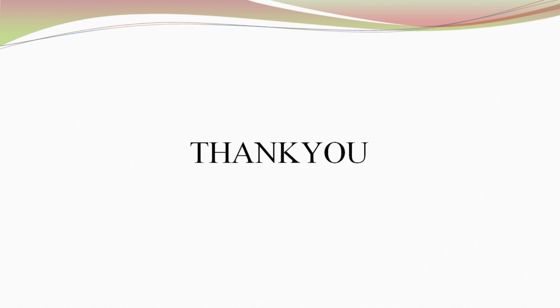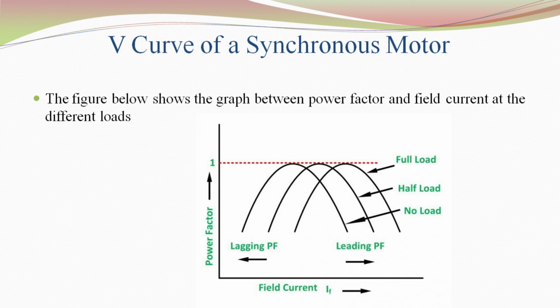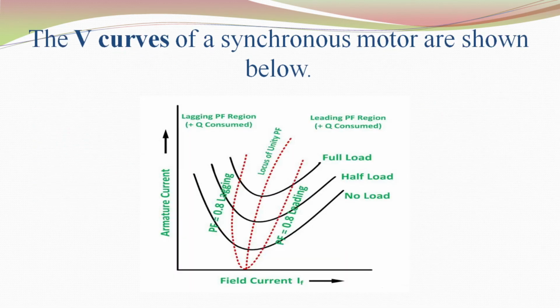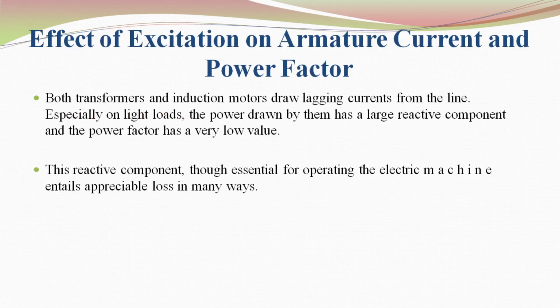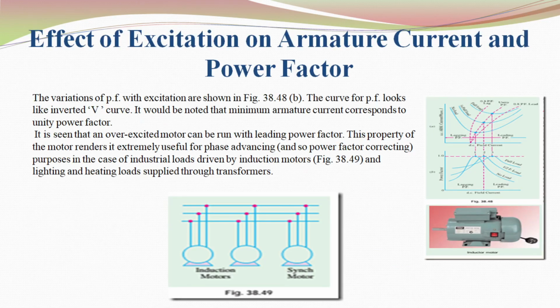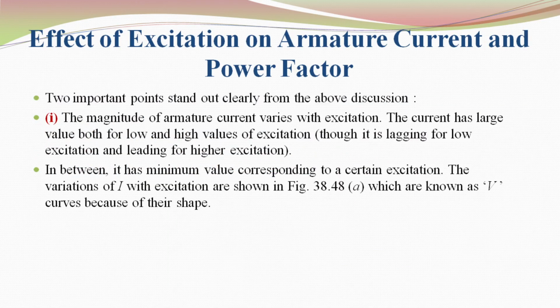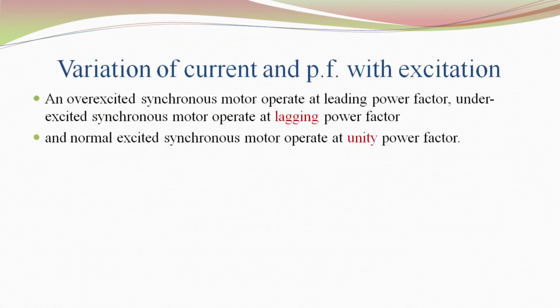I hope this is clear to everyone. We have discussed the V and inverted V curves of synchronous motor, a very important concept. We have discussed a few numericals also based on this topic, that is the effect of excitation on armature current and power factor, or this topic is also called variation of current and power factor with excitation. This is what is given in the syllabus book, variation of current and power factor with excitation.